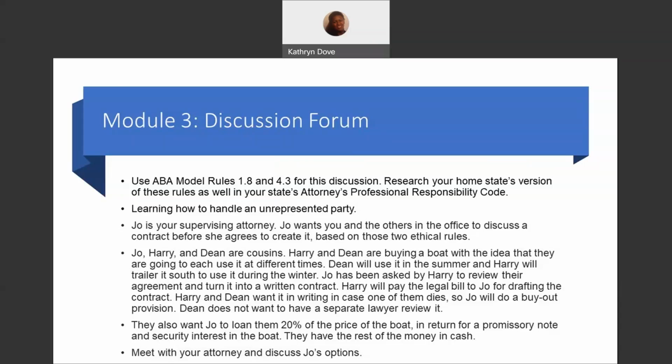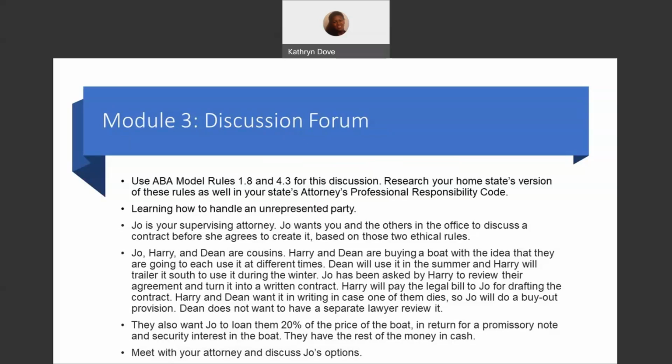I always recommend that parties to litigation or to contracts hire an attorney, but some people would like to represent themselves in contract transactions. I've seen this happen before. So in our scenario, Joe is your supervising attorney. Joe wants you and the others in the office to discuss a contract before she agrees to it based on those 2 ethical rules, 1.8 and 4.3. So in our scenario, Harry, Joe, and Dean are cousins. They're making an agreement to buy the boat.